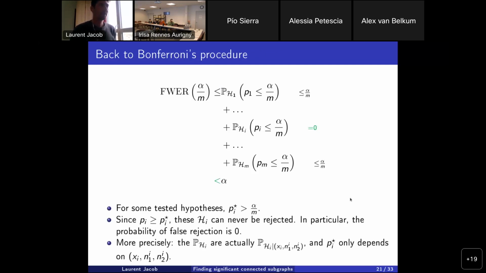Okay. In our new case here, we see that for some of the tested hypotheses, the minimal p-value, p star here, will be larger than the threshold, alpha over m. And this is something deterministic. It does not depend on the data. It only depends on the margin. So because of that, from a probabilistic point of view, the p-value by definition is necessarily larger than the minimal p-value. So these hypotheses can never be rejected. And so in particular, the probability of false rejection is exactly 0. It's not just smaller or equal to alpha over m.